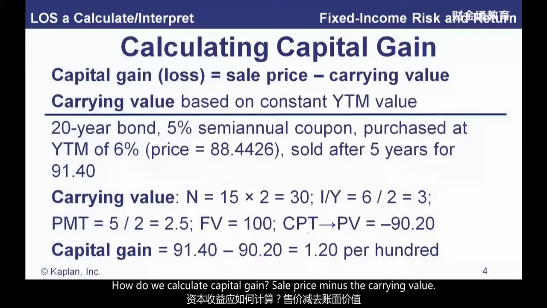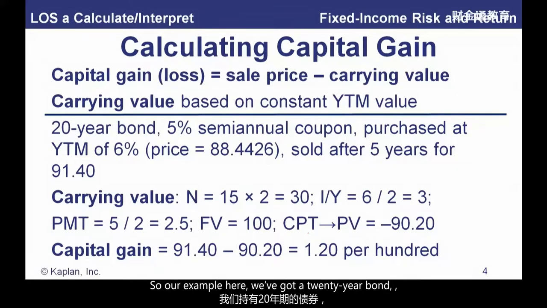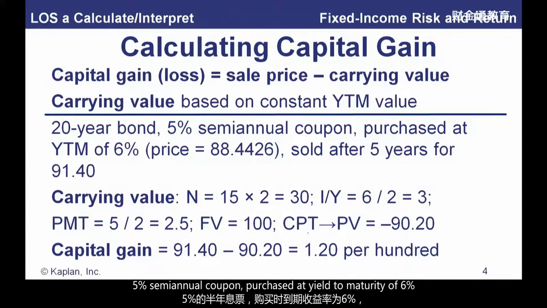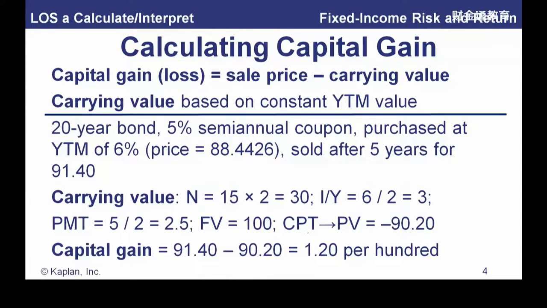How do we calculate a capital gain? Well, sale price minus the carrying value. But the carrying value is this constant yield price. So our example here, we've got a 20-year bond, 5% semi-annual coupon purchased at yield to maturity of 6%. So the price of that is 88.4426% of face. It's sold after 5 years for $91.40. Do we have a capital gain or not?